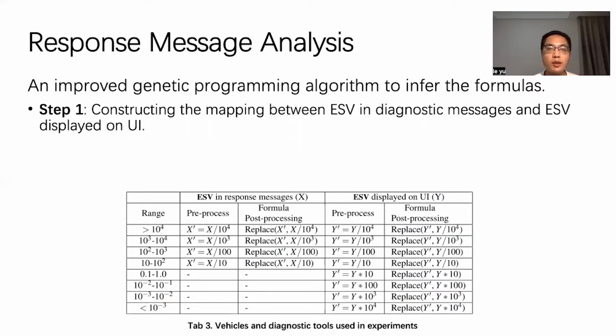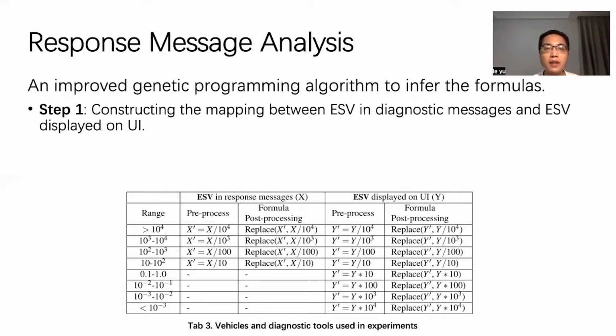After receiving the response message from the vehicle, the professional diagnostic tools will recover the real sensor values by using some formulas. To discover which formula is used, we design an improved genetic programming algorithm to infer the formulas. In the first step, we will construct the mapping between the ECU sensor values contained in the diagnostic messages and the ECU sensor values displayed on the GUI.